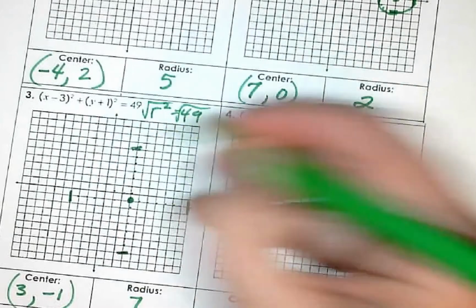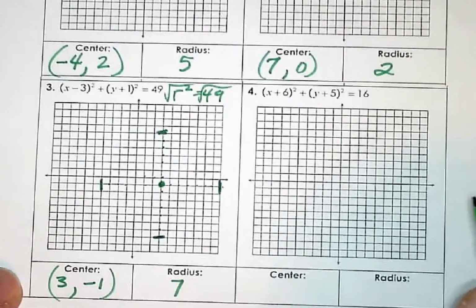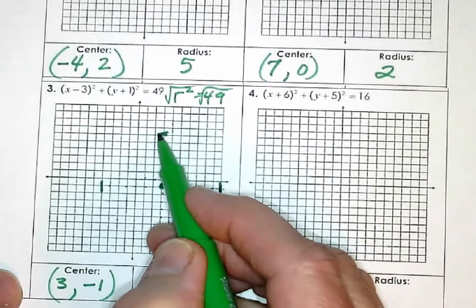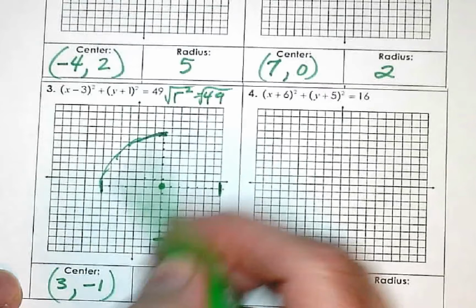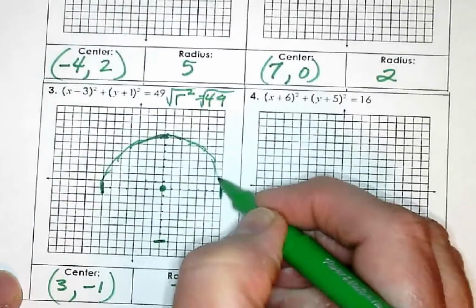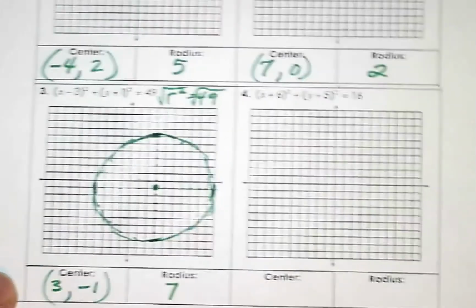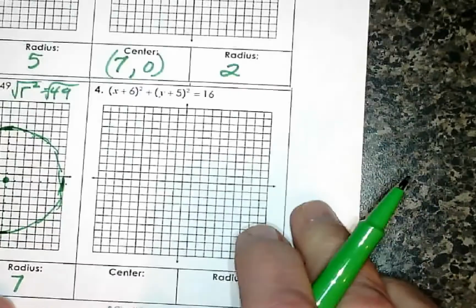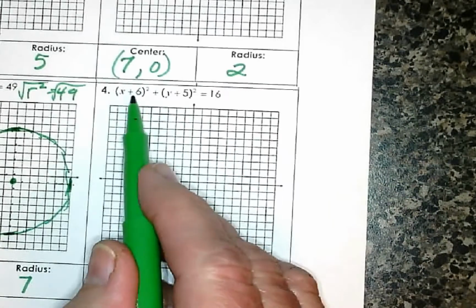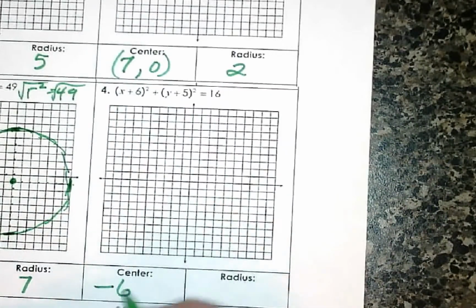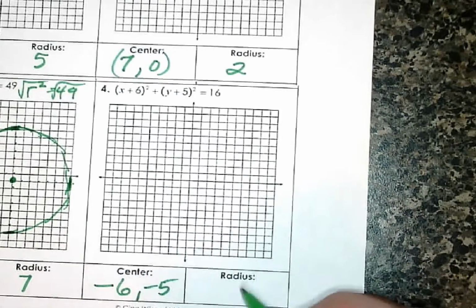So you can see graphing a circle is really not that hard. You, again, just need those 2 little pieces of the center and the radius, and then we just sketch out what that circle is going to be. Oh, that's not going to be a good circle. All right, last one. If it's not what it's supposed to be, it's going to be the opposite. So -6, -5. The radius is going to be 4.